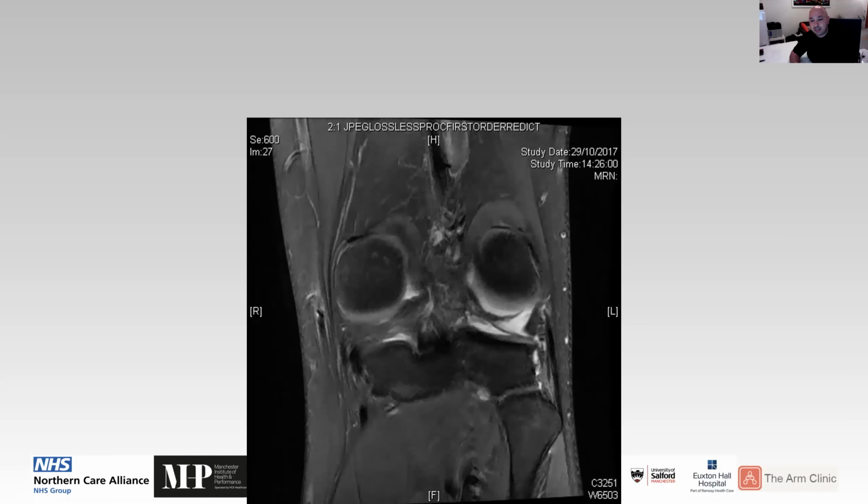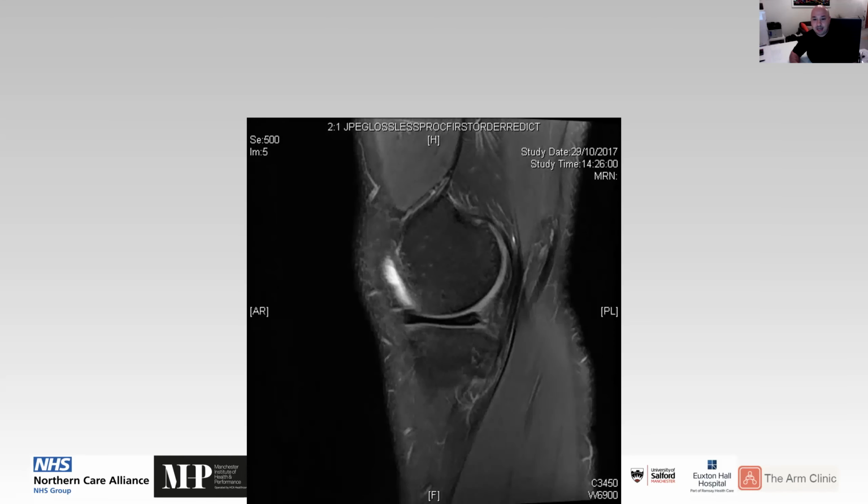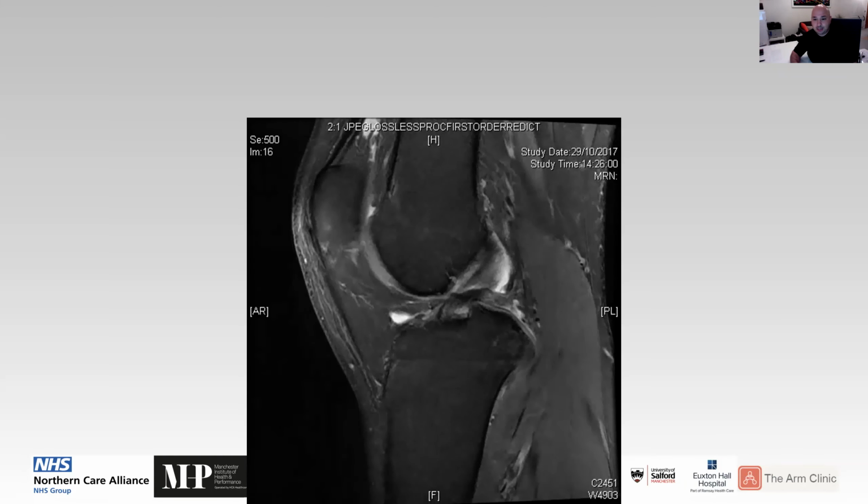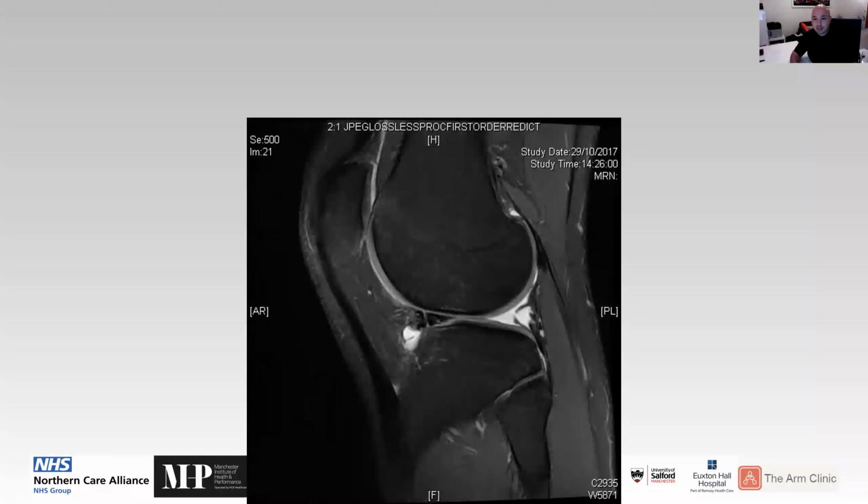It's telling me that this is a large bucket handle type tear, confirmed in the sagittal views as we scroll through. That was the medial side. We're now moving on to the lateral side, and we can also see the lateral meniscus here is empty. It's actually sitting here at the front with this vertical stripe separating the anterior horn and the flipped fragment from the posterior horn here.